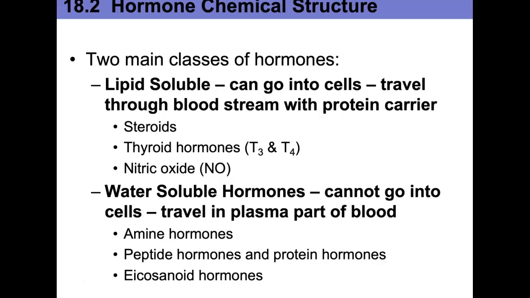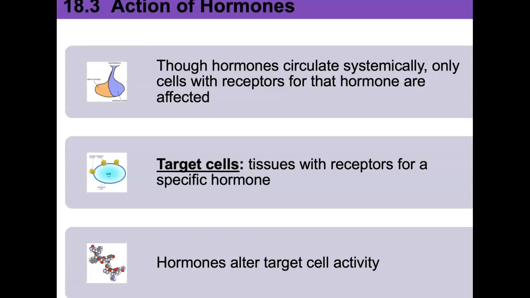The other type of hormones are water-soluble hormones. Now, these hormones can travel right through the blood. Remember, the blood is mostly water-based, and they cannot go into the cells. And I've given you some examples of these different hormones there. T3 and T4, those lipid-soluble hormones, probably the most important ones. Those are a couple of your thyroid hormones. All right.